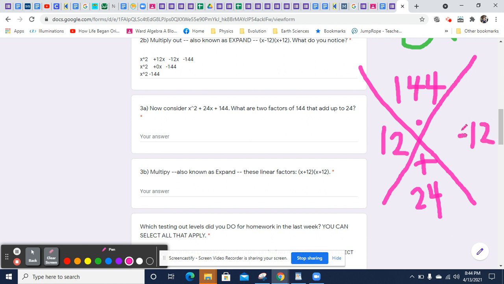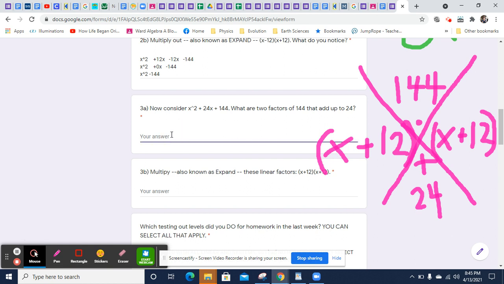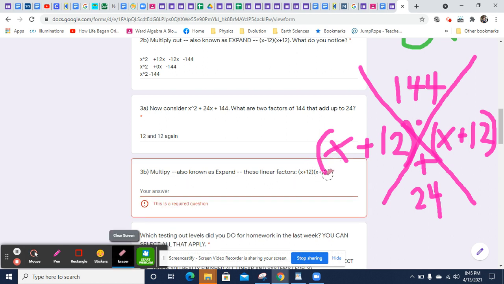So in this case, we're going to have x plus 12 and x plus 12. That's the same factor twice, which means we could just write it once and say it's squared. Because when you multiply something times itself, that's the same as squaring it. So our two factors are 12 and 12 again. Okay, and so we are going to expand x plus 12 times x plus 12. Let me erase that little extra bit there so we can see what we're talking about.